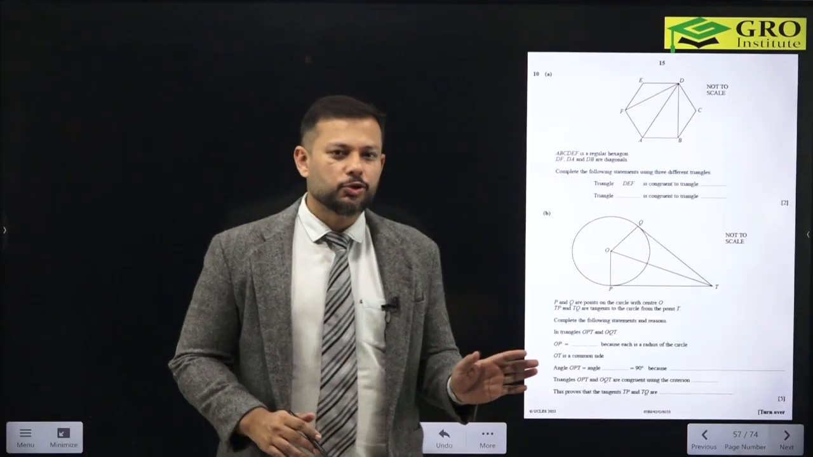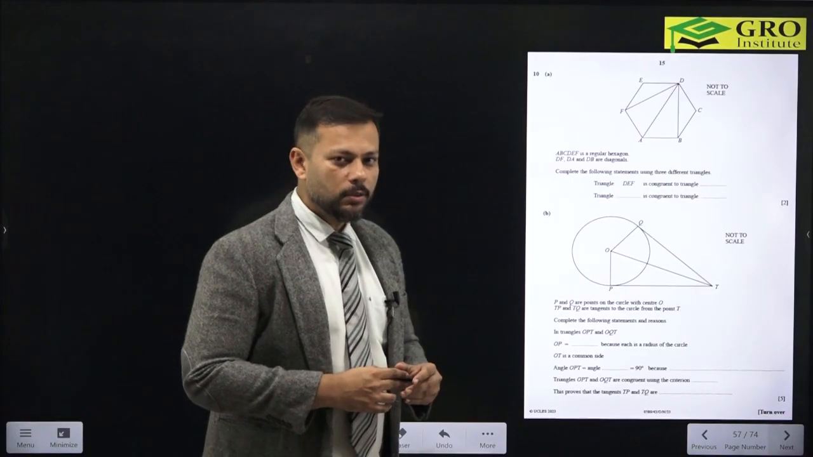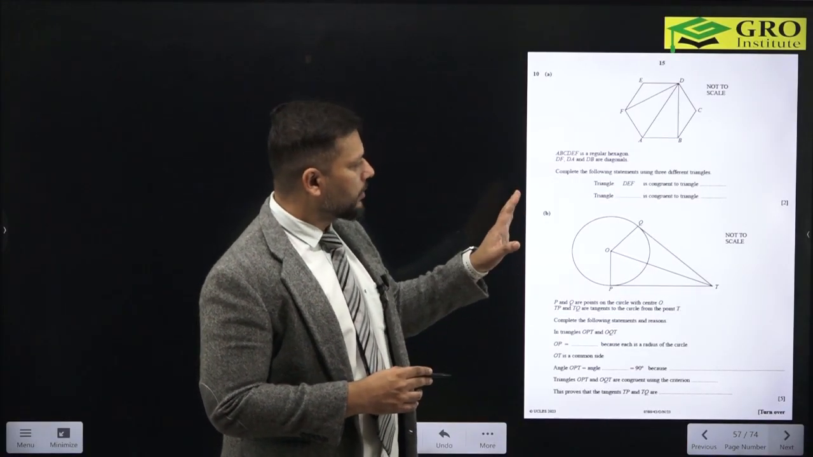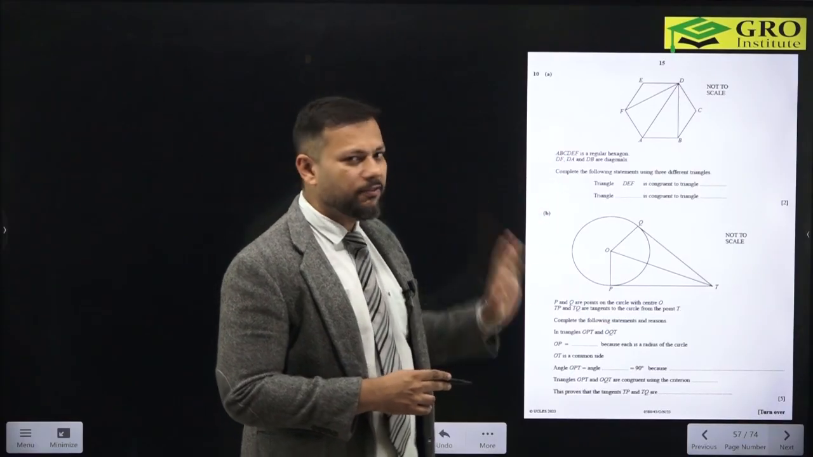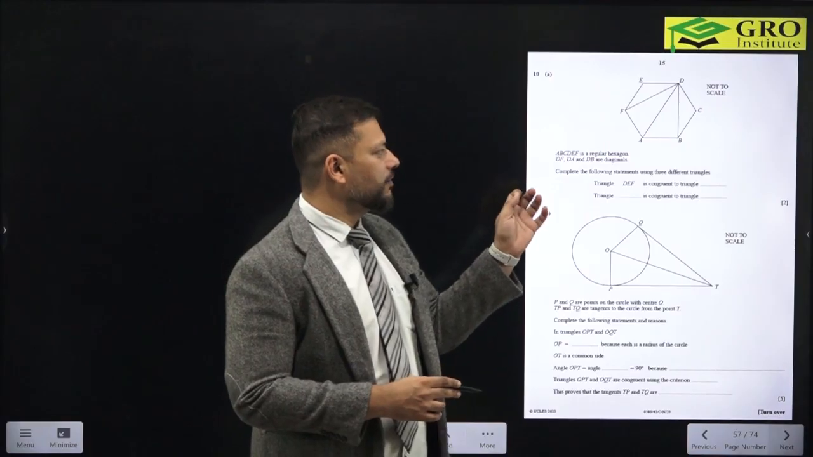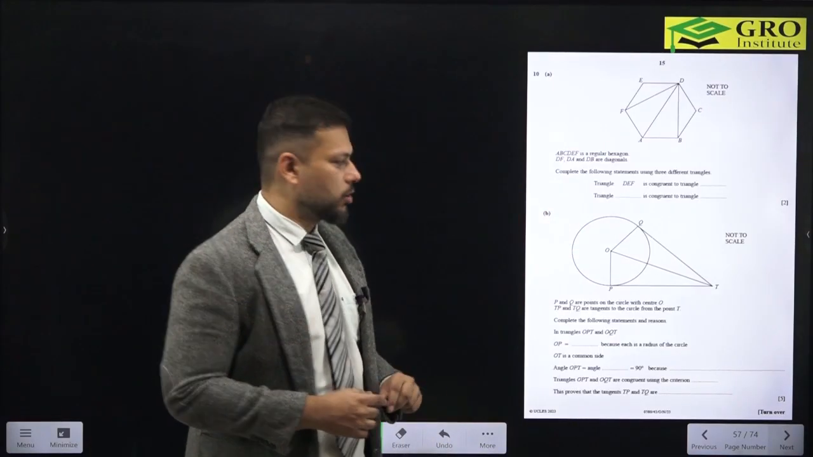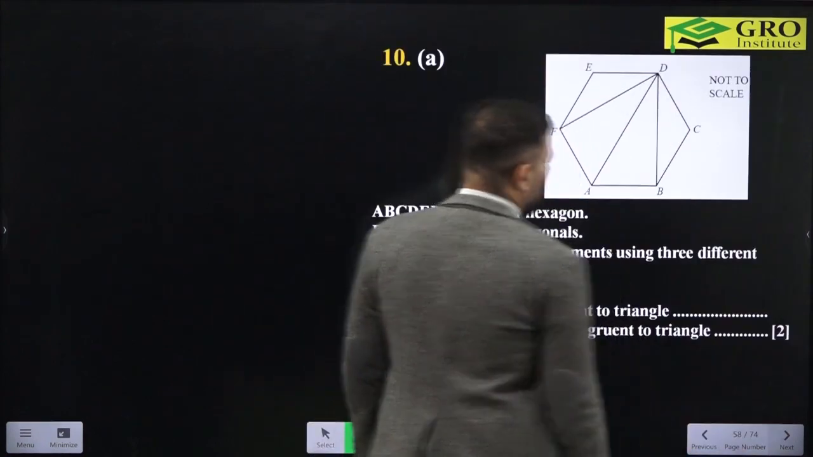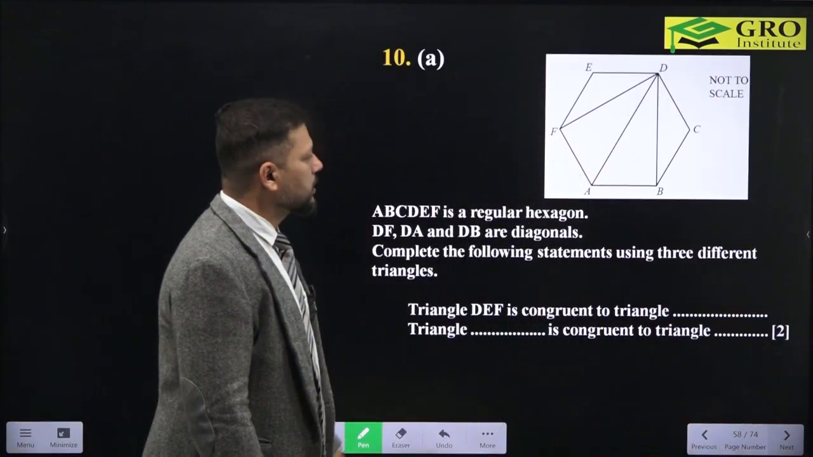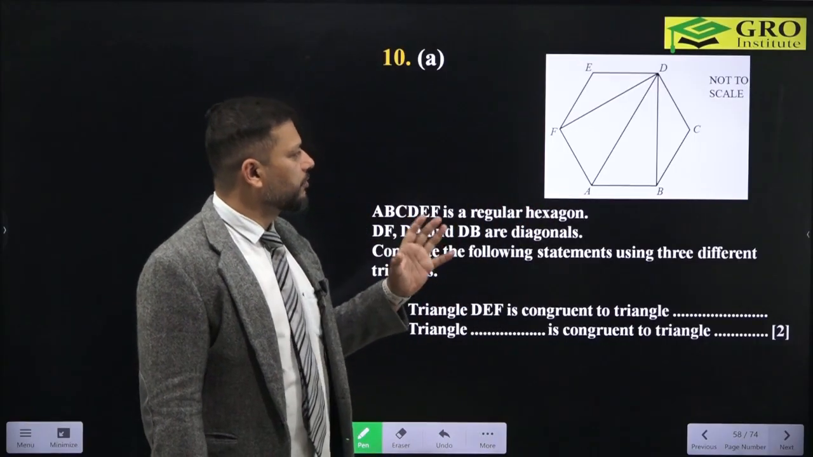Now moving to the next question, question number 10. We are being given a regular hexagon that is not to scale. The regular hexagon is ABCDEF, and we have to answer some questions provided DF, DA and DB are the diagonals of this given hexagon. Let us look into it. This is all about shapes and symmetry. The topic is all the types of different shapes.